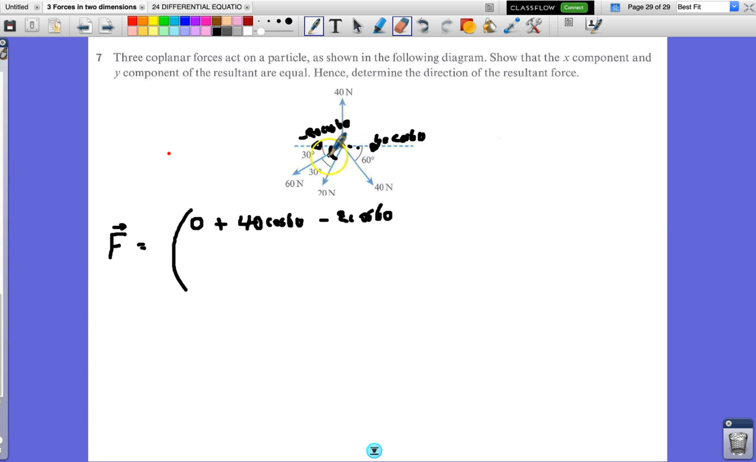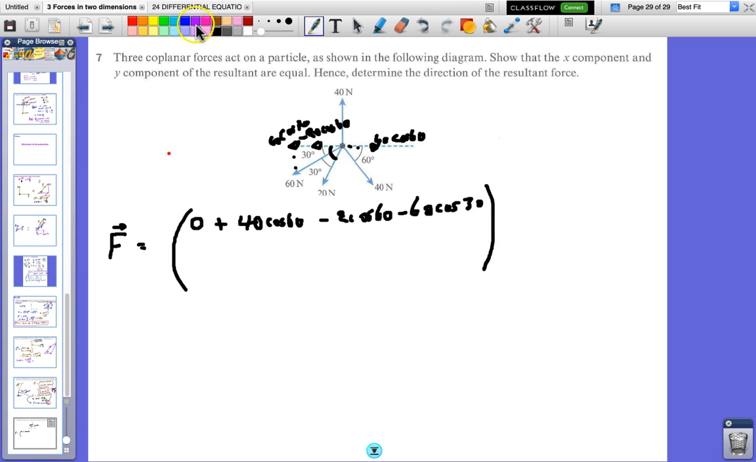And then for this other 60 Newton force, the x component is also negative, and it is negative 60 cos 30, right? So minus 60 cos 30.